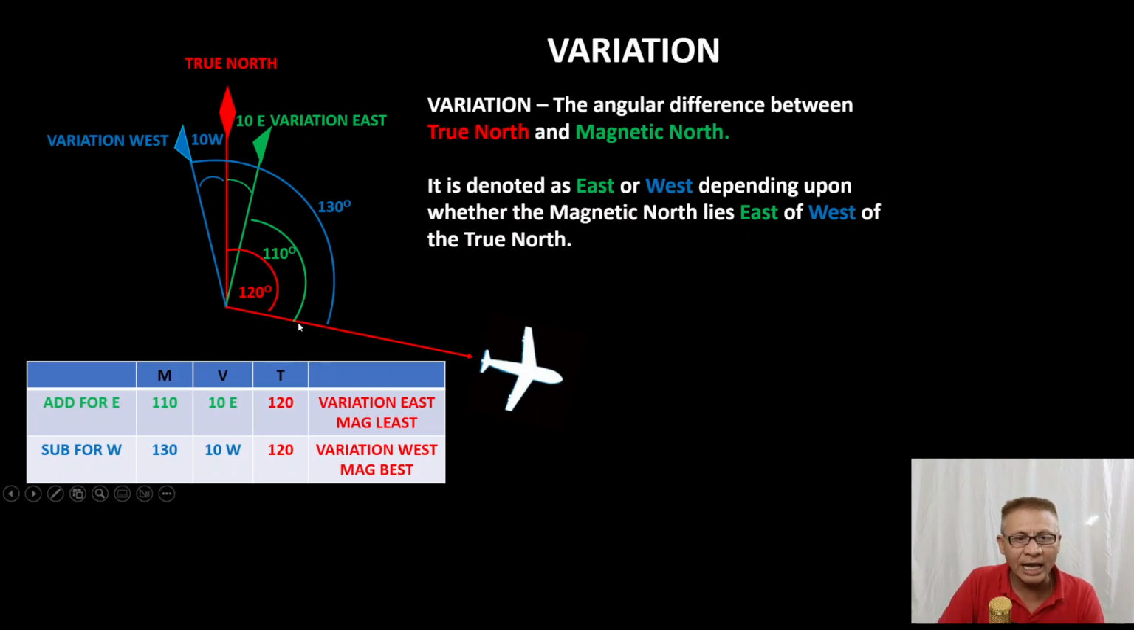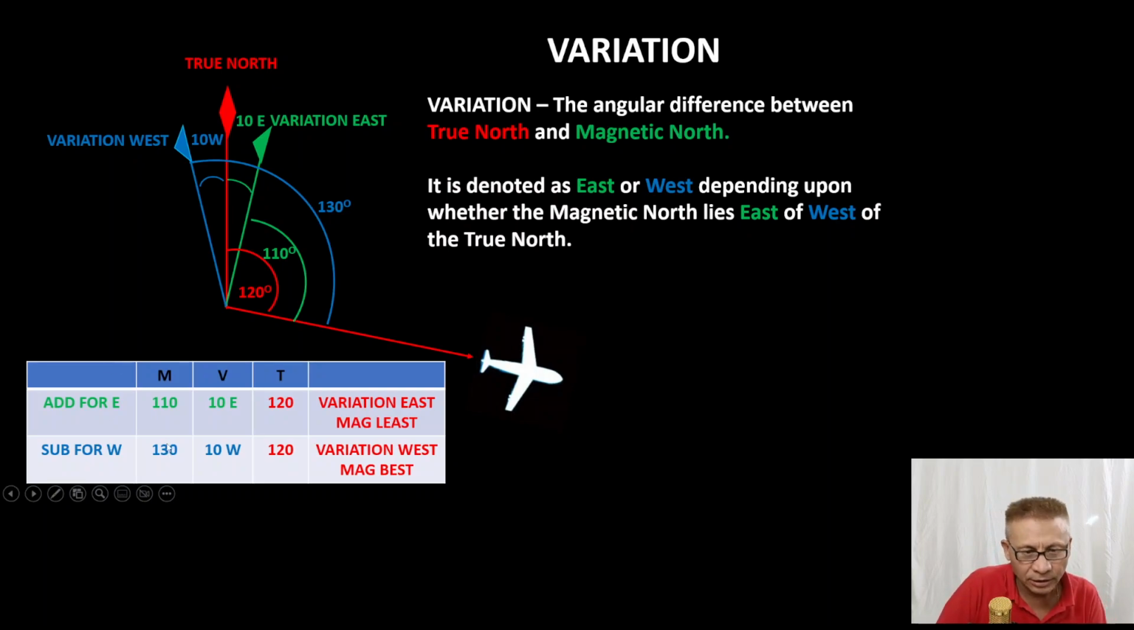Similarly, if I assume that the magnetic north lies west of the true north, then I'll have to start measuring from this place. The blue line shows this particular angle, which is the magnetic heading of the aircraft. So in this case, when the variation is 10 degrees west, it will be 120 plus 10 degrees, which is 130.